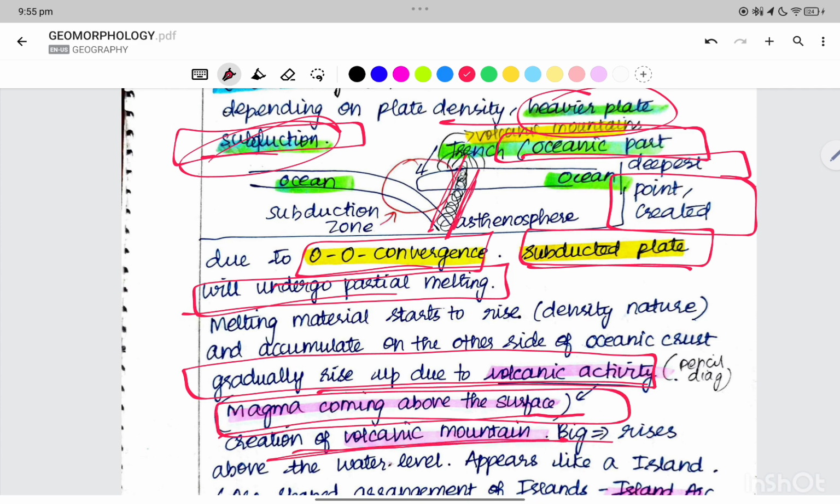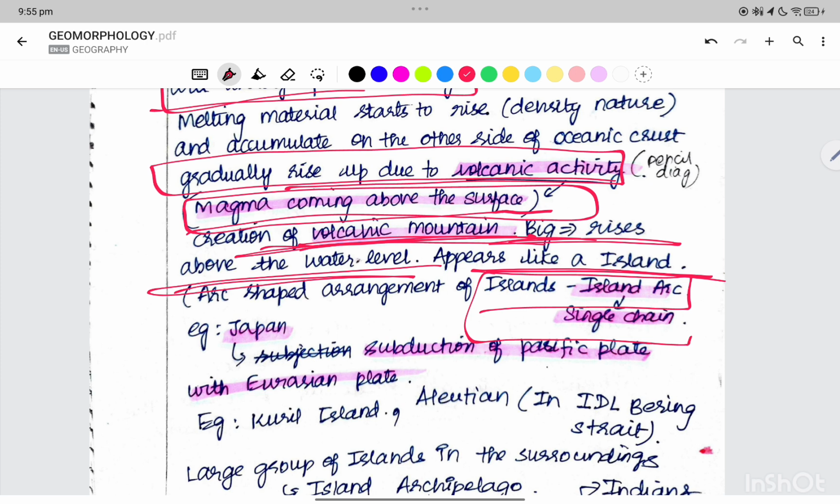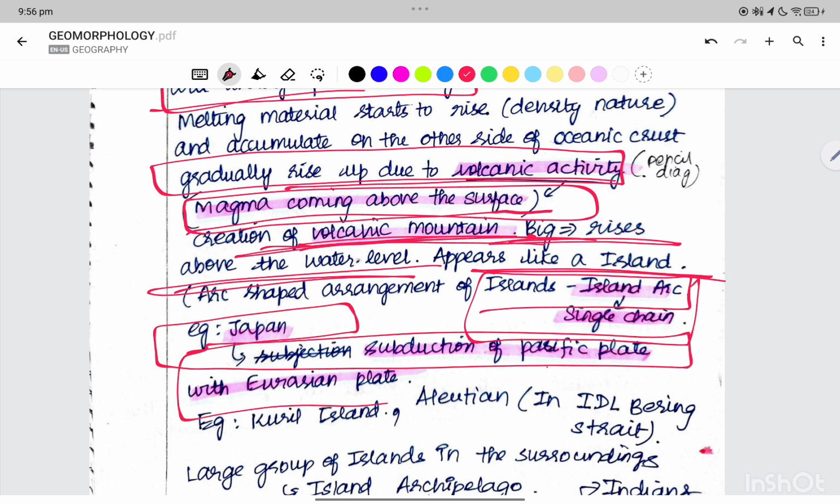Magma is coming above the surface. A large ocean volcanic mountain is created. It rises above the water level and appears as an island. So that is an island arc of a single chain, right? An example is Japan, from the subduction of the Pacific plate under the Eurasian plate. The Eurasian plate has some oceanic crust within it. So the subduction of the Pacific plate with the Eurasian plate is the creation of Japan.